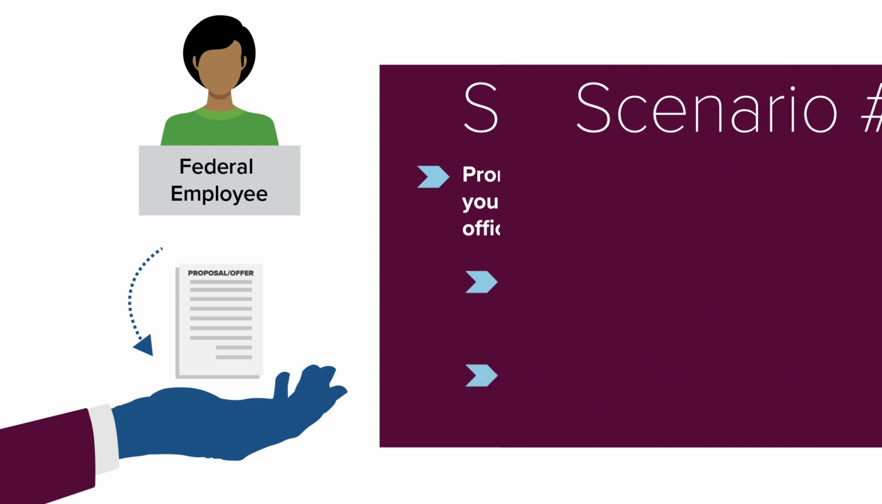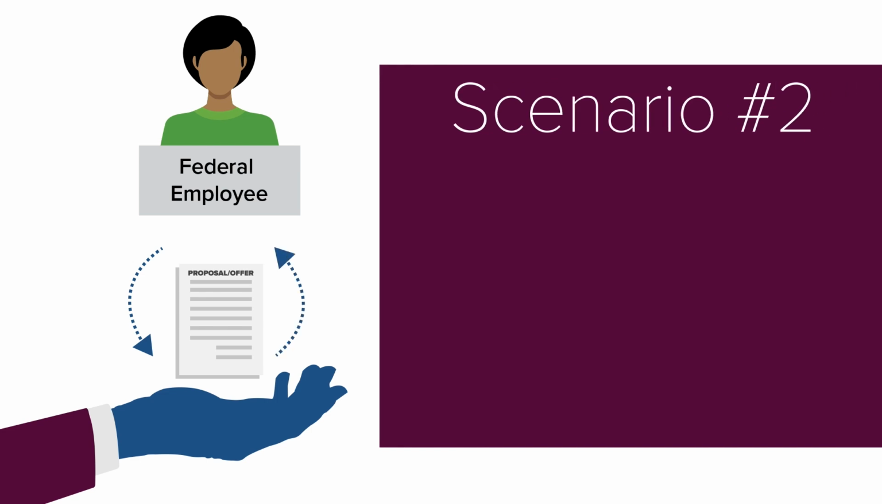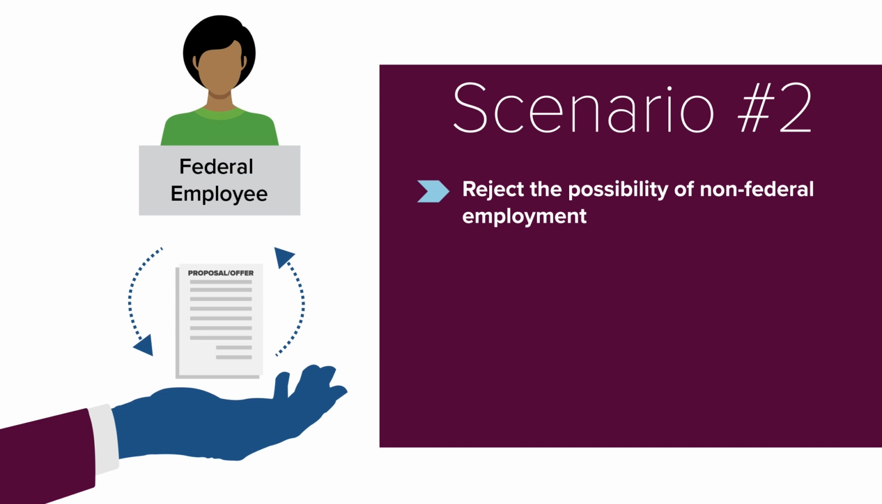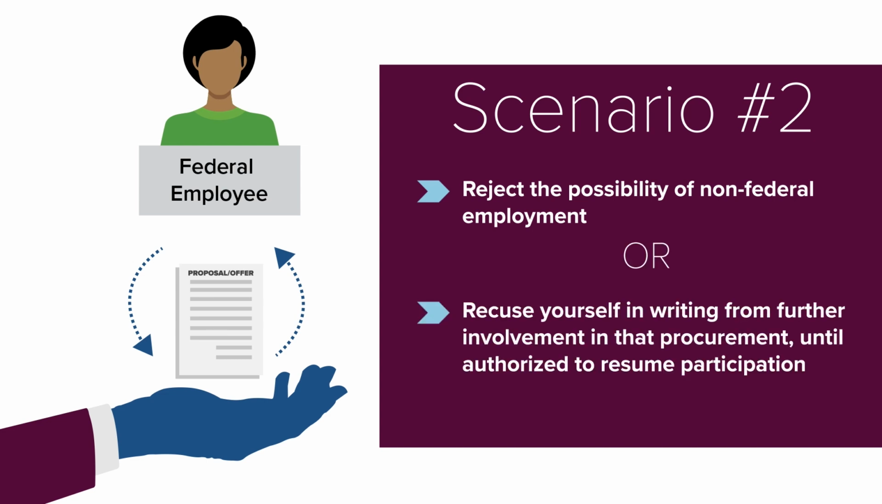Number 2. If you are contacted by an offerer in that procurement regarding possible non-federal employment, you must reject the possibility of non-federal employment or recuse yourself in writing from further involvement in that procurement until authorized to resume participation. If recusing, promptly inform the FedSim CO.